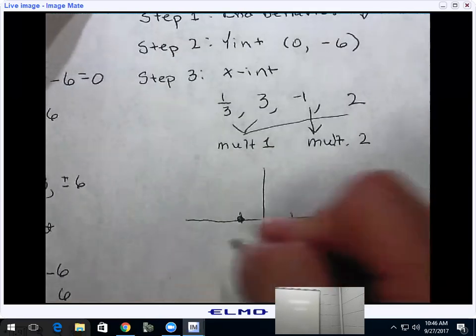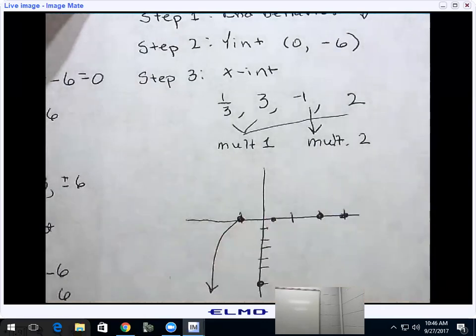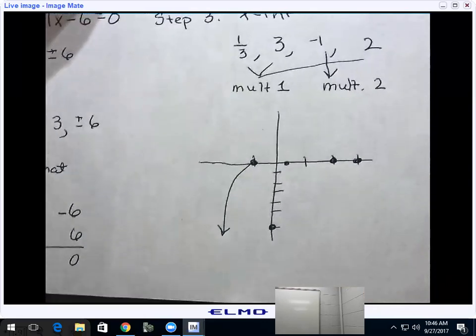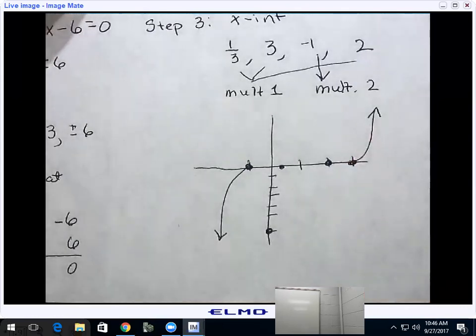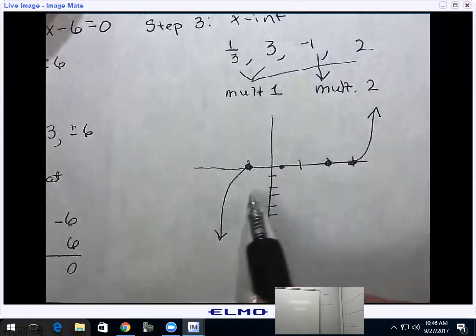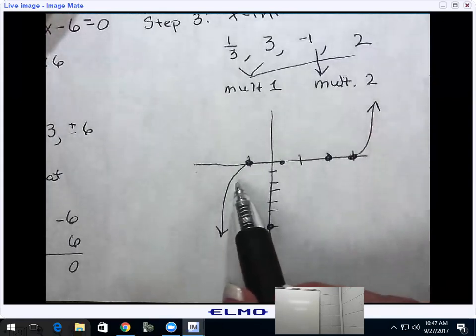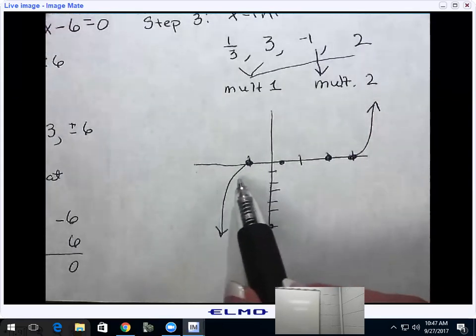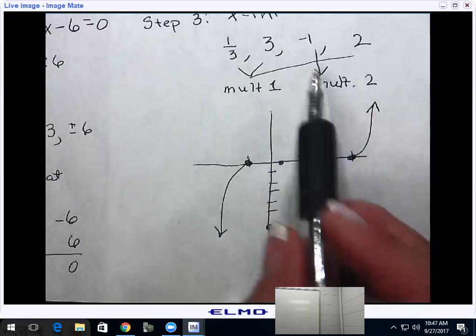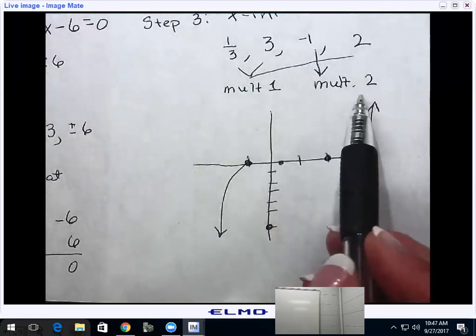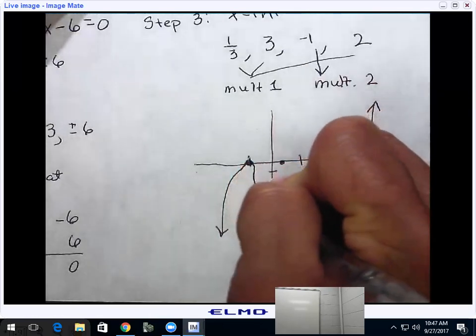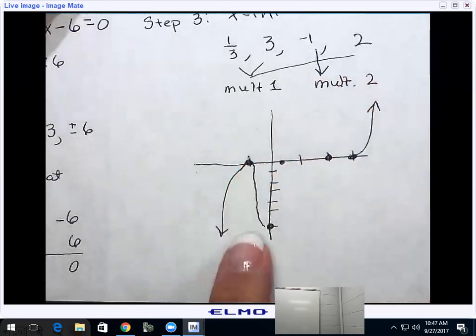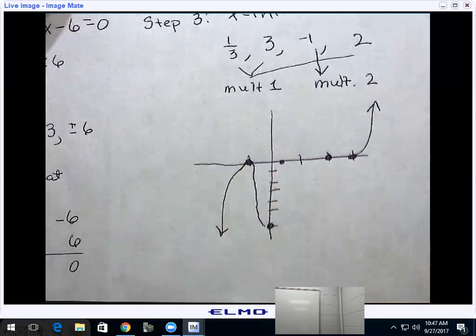I know it goes down to the left of the leftmost intercept. I know it goes up to the right of the rightmost intercept. What does the graph do at -1? It had even multiplicity, so it does a U-turn. It touches but does not cross. It has to come down here at least to -6. It may go down below -6.